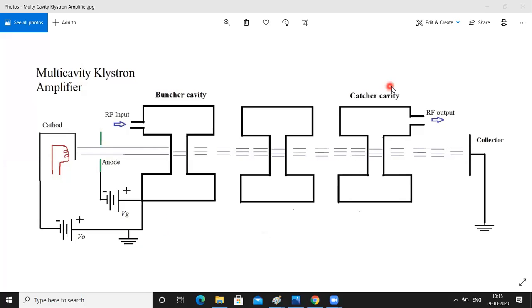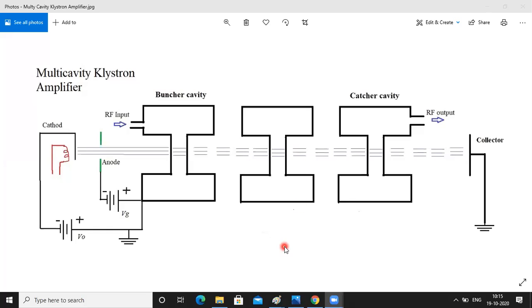This is only a schematic. Around the tubes, at the top and the bottom, the magnetic force coils are placed. What is the purpose of these magnetic force coils? The electron beam should be focused to avoid spreading of the beam. As they are focused, it helps in the bunching action.